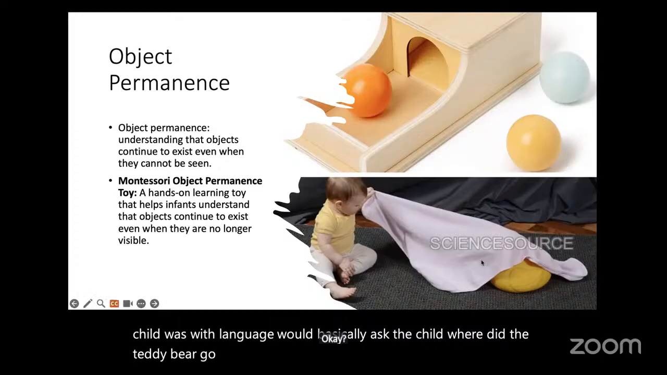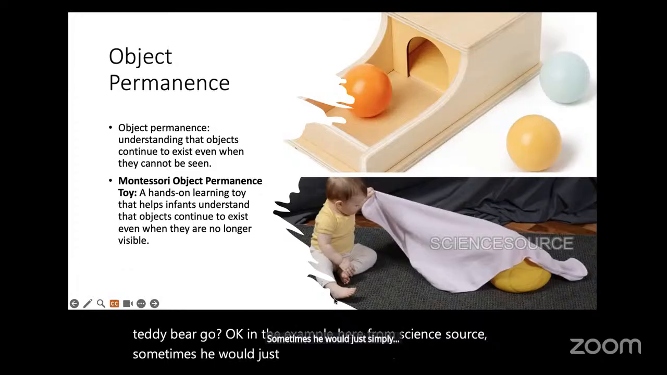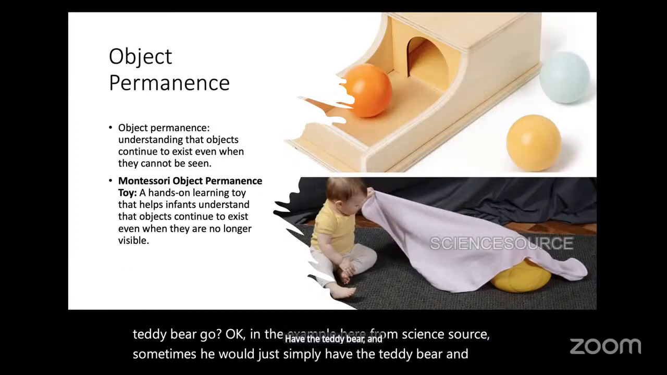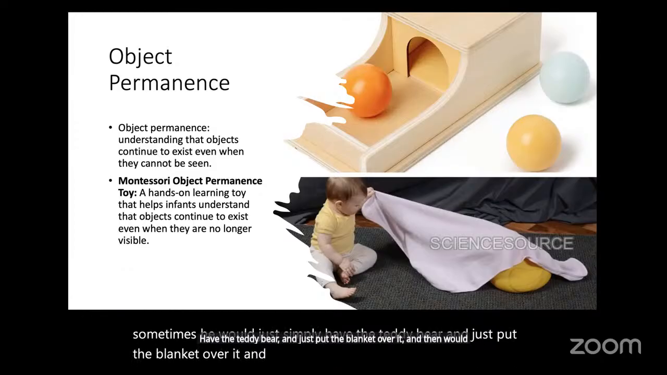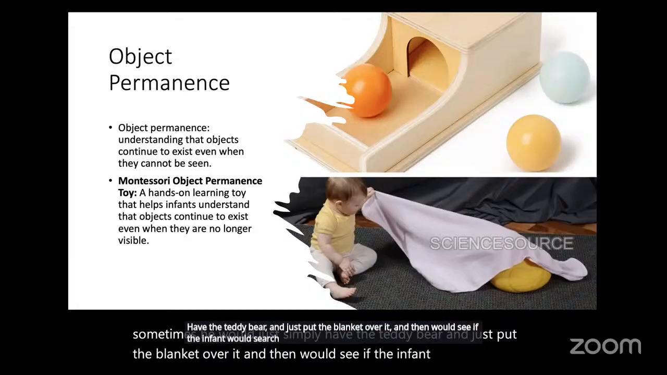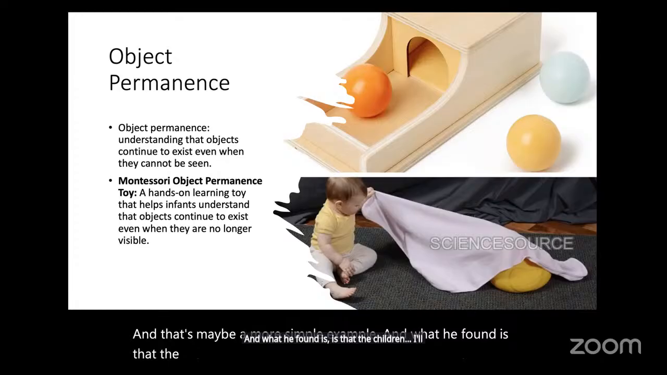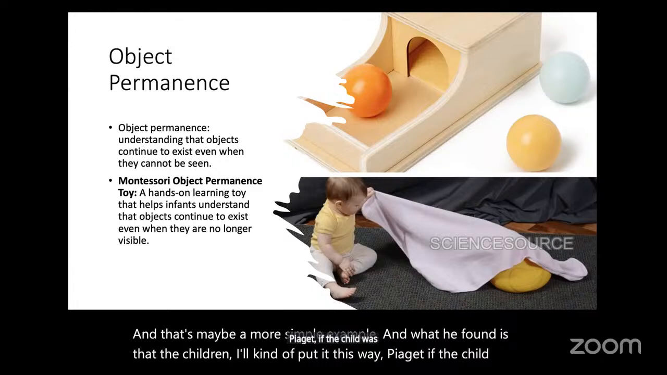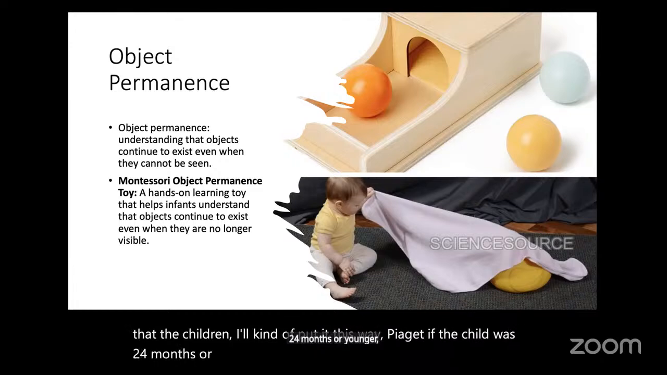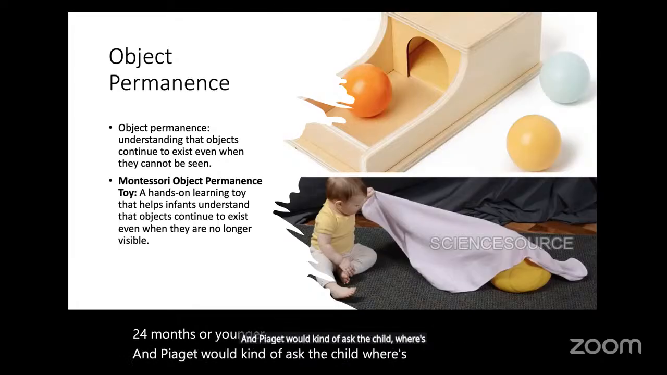In the example here from Science Source, sometimes he would just simply have the teddy bear and put the blanket over it and then would see if the infant would search for it under the blanket. And that's maybe a more simple example. And what he found is that, I'll put it this way, if the child was 24 months or younger, and Piaget would ask the child, where's the teddy bear?